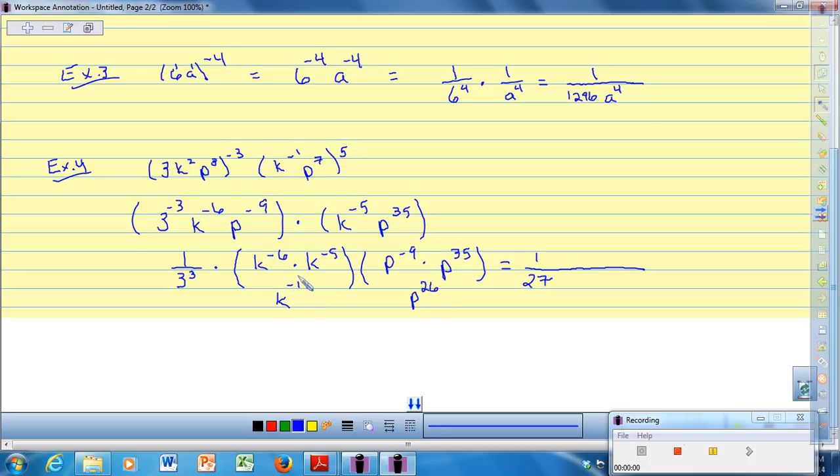All right. So what do I do with this k to the negative 11? Does that go on the top or the bottom now? Bottom with a positive 11. And p to the 26, where does that go? That's on the top, because it does not have a negative exponent. And we're done. p to the 26 over 27, k to the 11. Your notes are done. I told you it's not that much today.